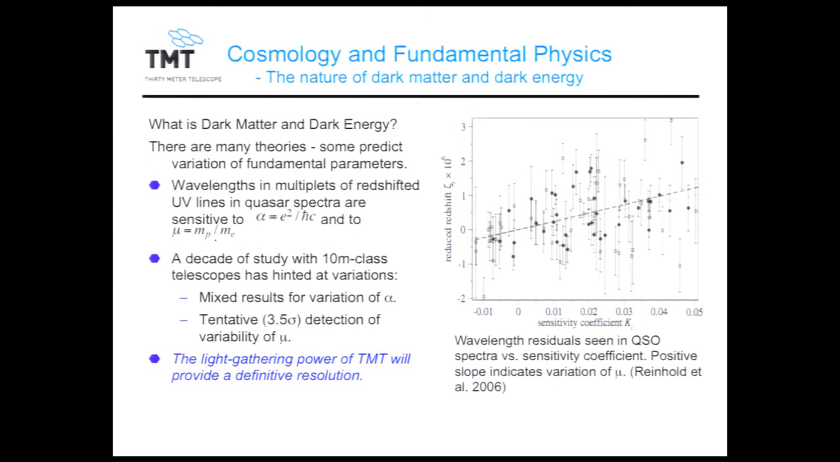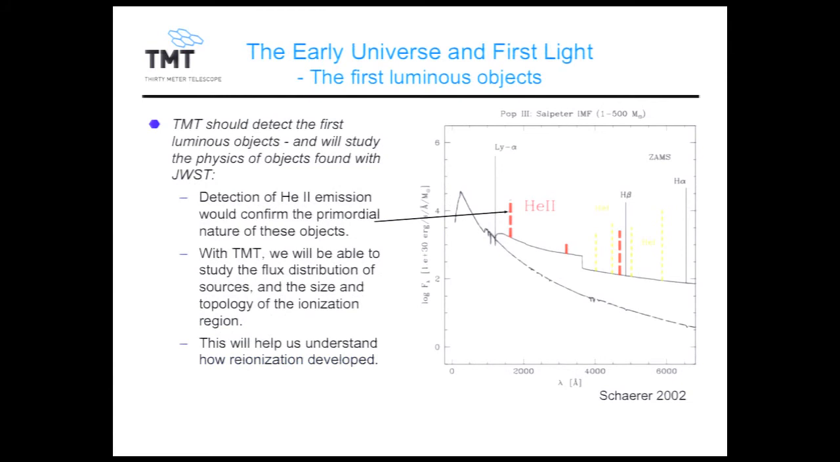We'll be able to test whether the cosmological constants actually vary with time, something that has been claimed at various levels of confidence on several occasions, and here we will gain factors of 100 to thousands in terms of the accuracy and the stability of the observation that we will be able to do.